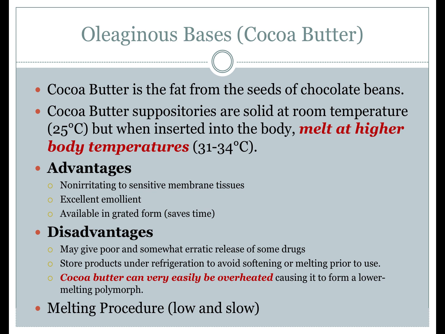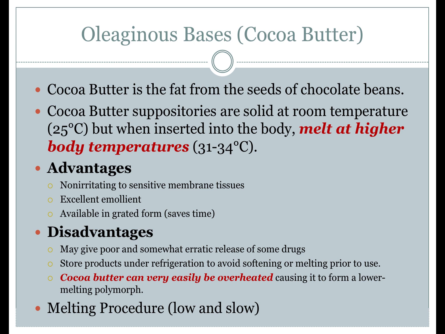On the other hand, cocoa butter also has certain disadvantages. The first is that they may give a poor or somewhat erratic release of the drug. Secondly, because of its relatively low melting point, cocoa butter-based suppositories must be stored at either very controlled room temperature or, as is most often the case, stored in the refrigerator. The storage temperature should not exceed 25 degrees Celsius.